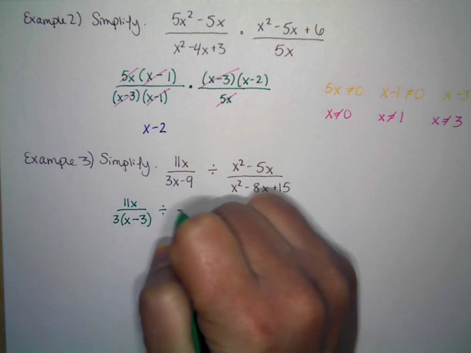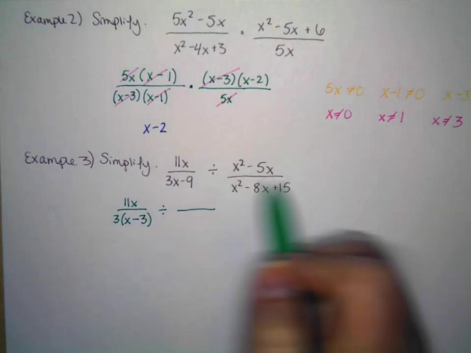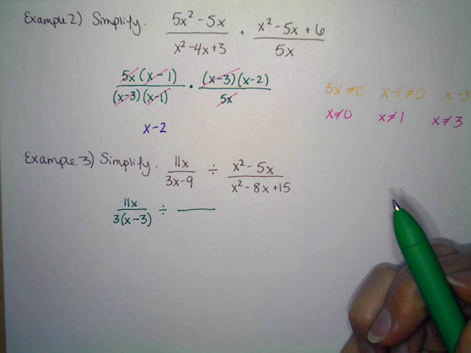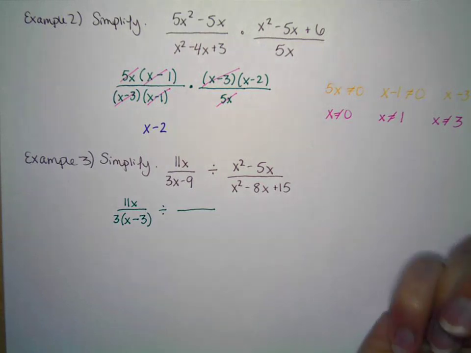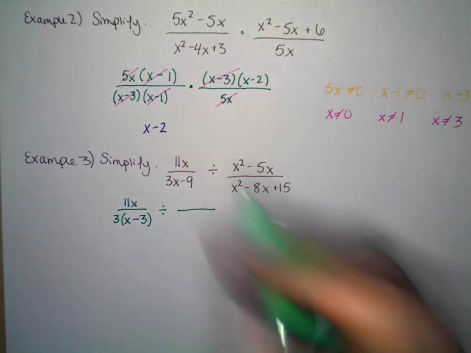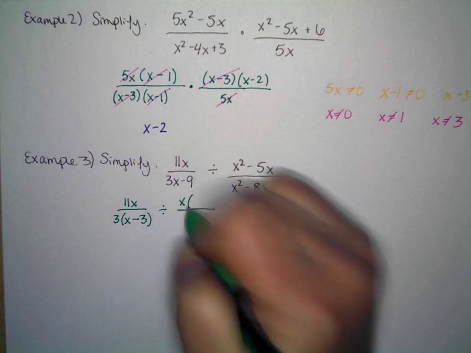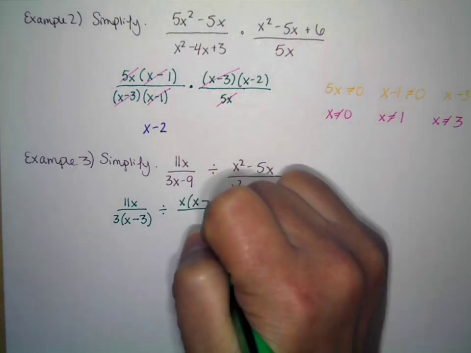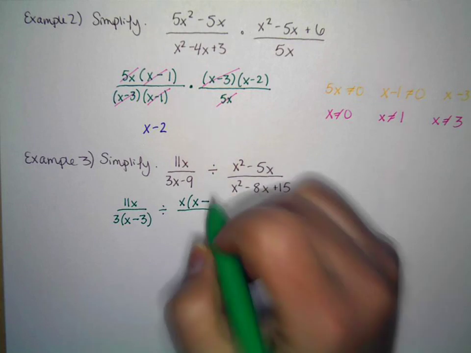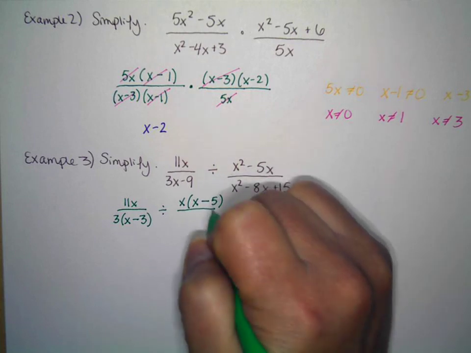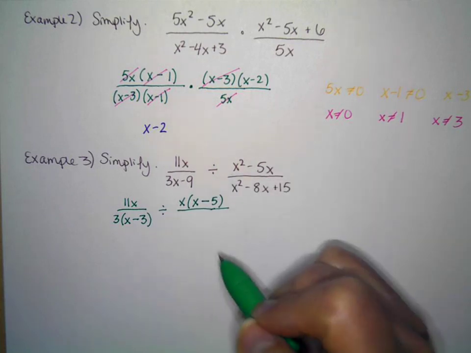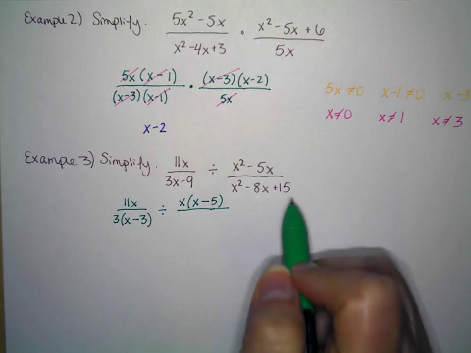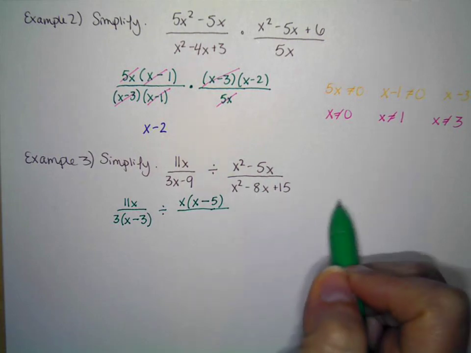Divided by, looking at the numerator of our second fraction there, x squared minus 5x. Again, what do they have in common? An x. What do you multiply x by to get x squared? Another x. Minus, what do you multiply x by to get 5x? A 5.